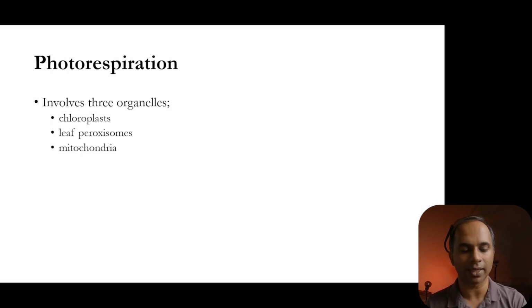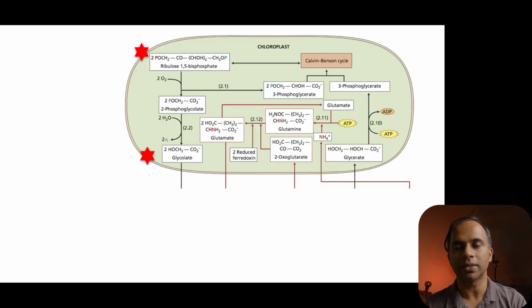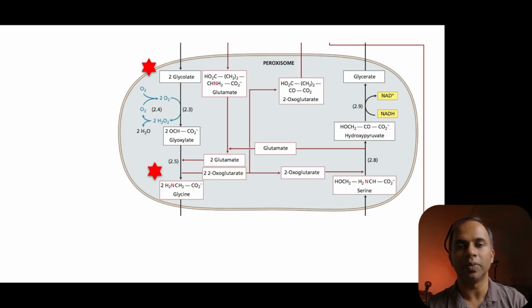And if you look at the different organelles and reactions involved in this process, you can see that you have ribulose 1,5-bisphosphate carboxylase, and instead of accepting a carbon dioxide molecule, now it can accept an oxygen molecule, and this will be converted into glycolate inside the chloroplast. Then it is going to move into the peroxisome, as you can see here, and then it will be converted into glyoxylate, and then into glycine.